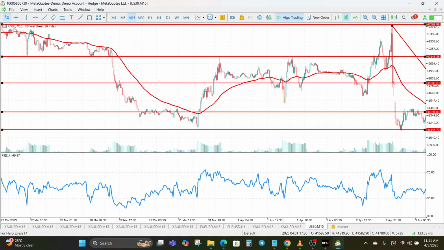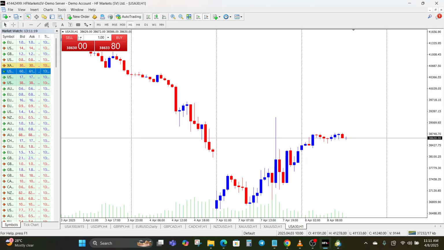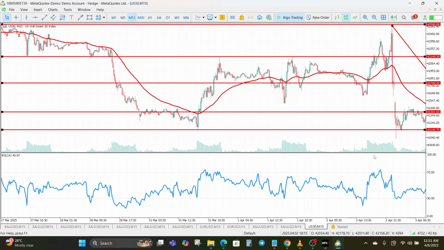So that is the breakdown on how to trade US30 on MetaTrader 4 and MetaTrader 5. Meanwhile, the strategy is the same across both MT4 and MT5. You can use the strategy on MT4, you can use it on MT5. It's the same strategy exactly.